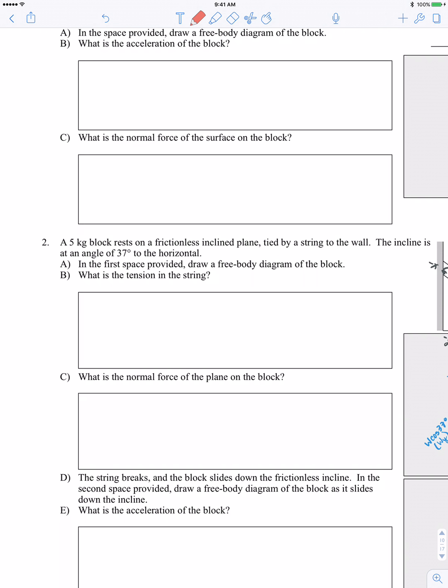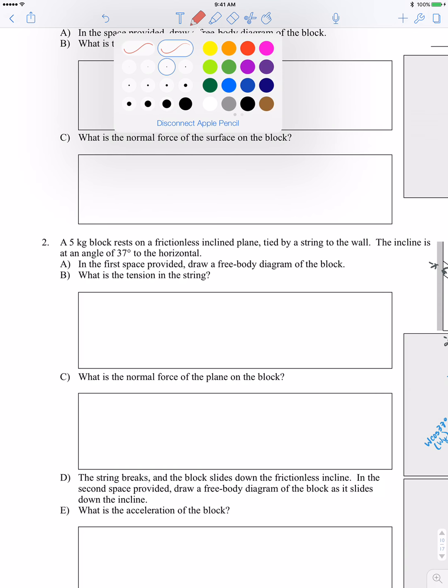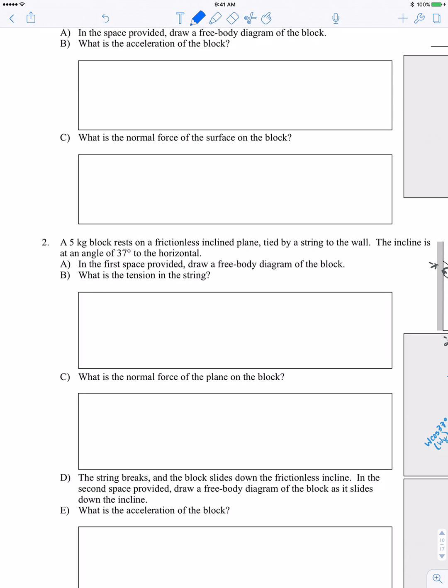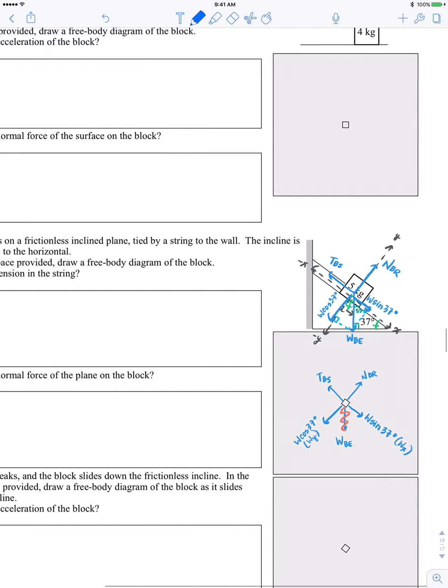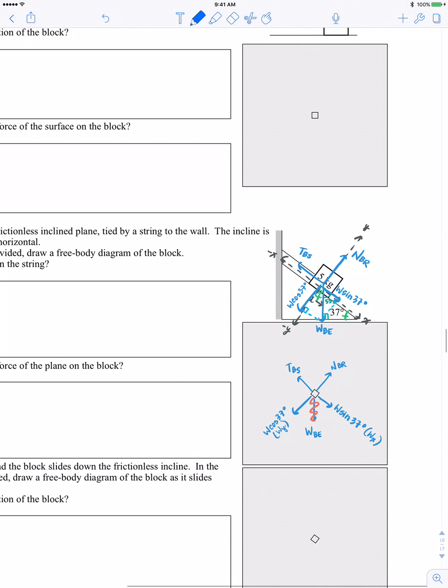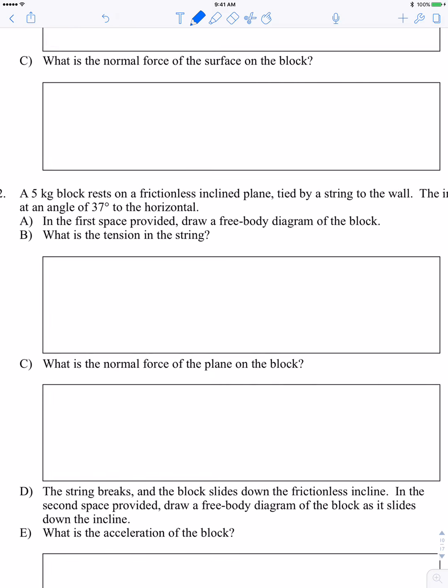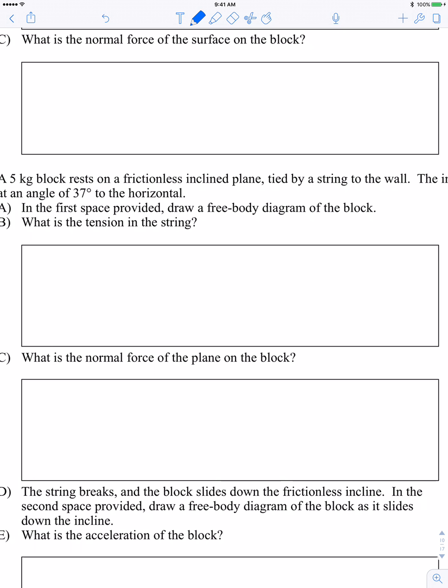Now coming back to problem B, what is the tension in the string? Since the tension occurs in the negative x direction, I want to do net force equals ma, or Newton's second law, in the x direction. So net force in the x equals mass times acceleration in the x. In the x direction, we have a positive w sine 37 degrees, a negative tension on the block by the string, and that's going to equal the mass times the acceleration in the x.